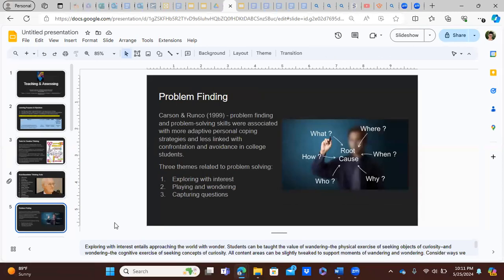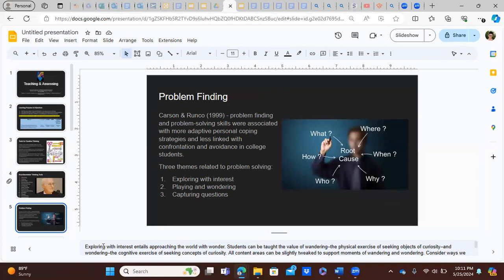So now we're going to talk about problem finding, which is another tool. Carson and Runco said that problem finding and problem solving skills were associated with more adaptive personal coping strategies and less linked with confrontation and avoidance in college students. So that's what their research findings were. 3 themes are related to problem solving: exploring with interest, playing and wondering, and capturing questions. So let's explore each of those.